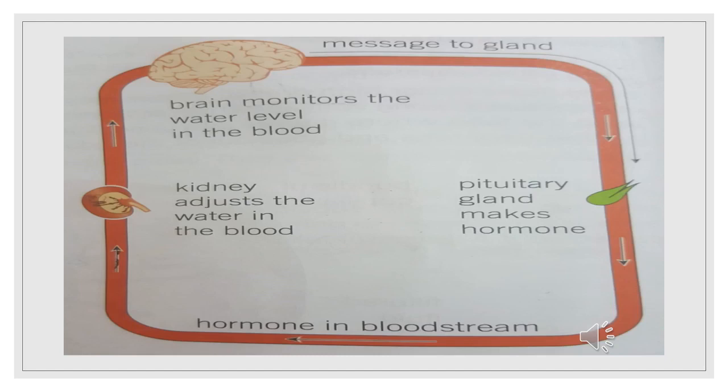Dear students, in this diagram you can view how the brain controls the water level in the blood. Whenever there is water imbalance in the body, brain monitors the water level and sends the message to the gland. The pituitary gland makes hormone. Then this hormone is released in the bloodstream, reaches the kidney. Kidney adjusts the water in the blood.